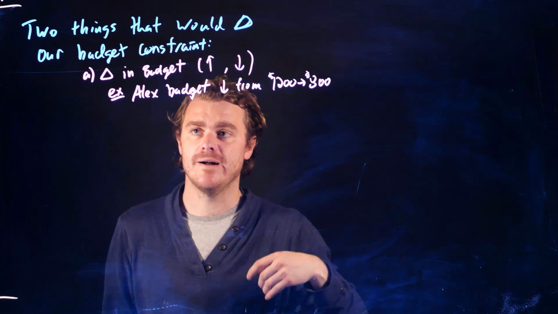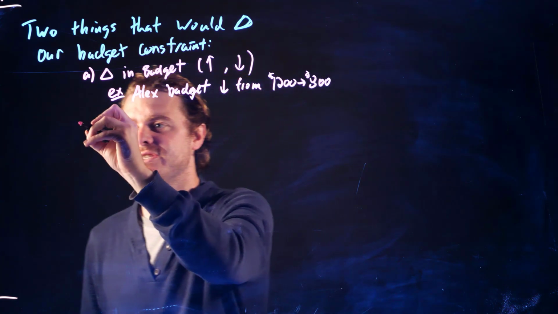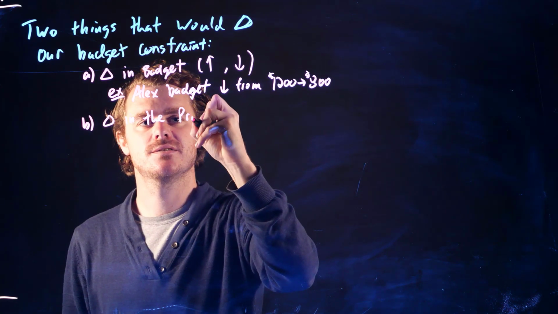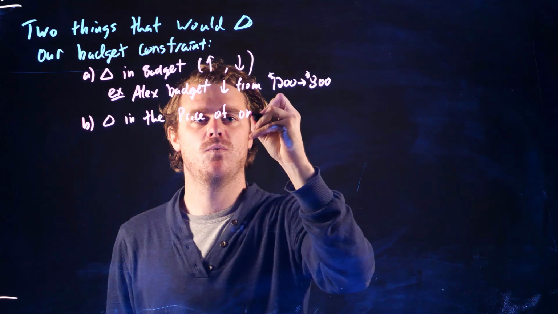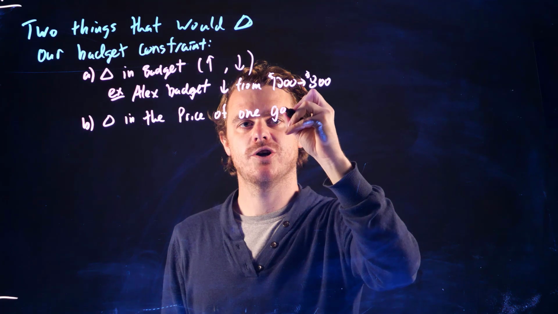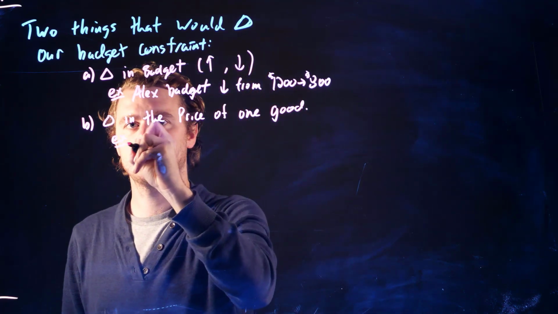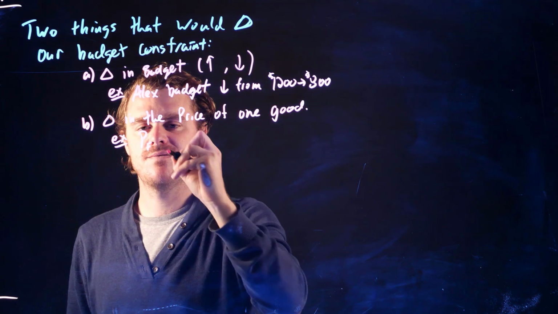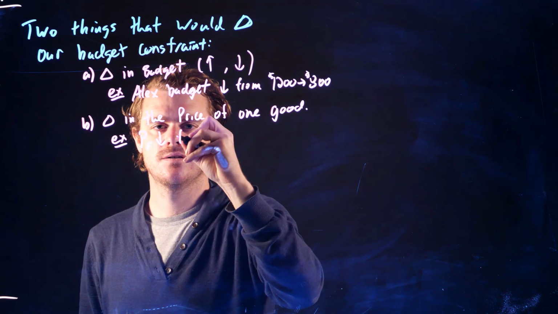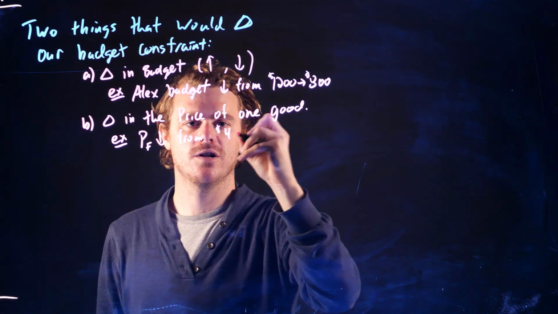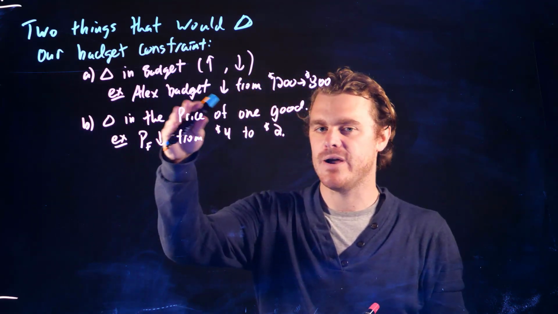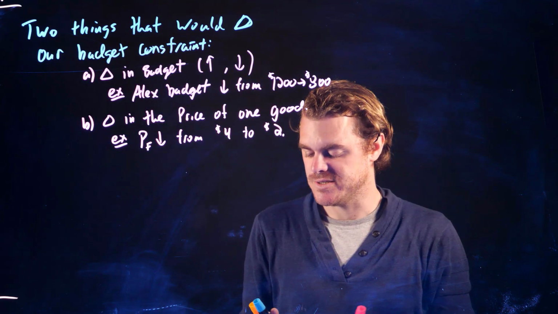The other scenario we'll look at that's going to change our budget constraint is a change in the price of one or more, or both goods, one good. So for example, maybe the price of fish decreases from $4 to $2. So let's look at both these scenarios and think about how these scenarios would affect our budget constraint.